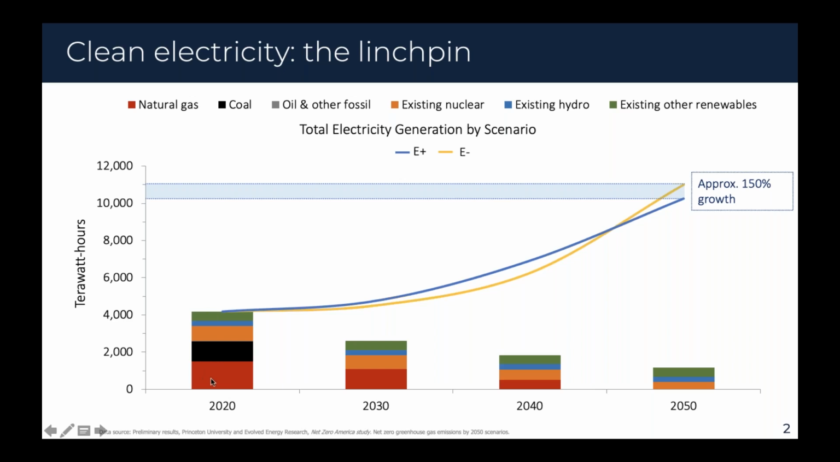So in 2020, we have our existing mix, which is approximately 60% fossil powered from coal and natural gas. And then about 40% carbon free, with about half of that from nuclear and the other half from a combination of renewable sources, including existing large-scale hydro plants, wind, solar, biomass, and geothermal.